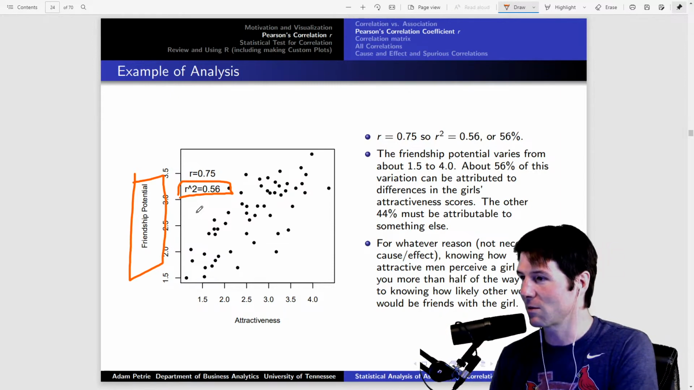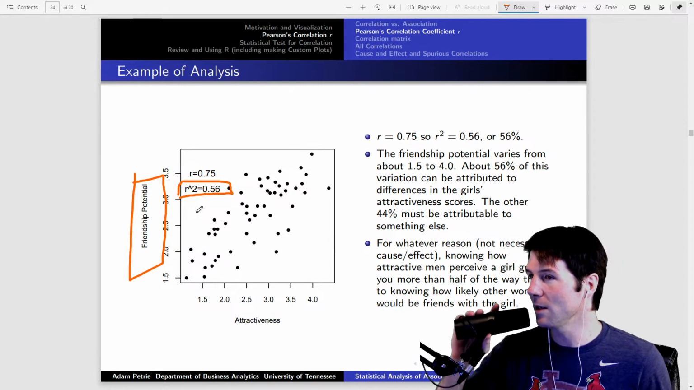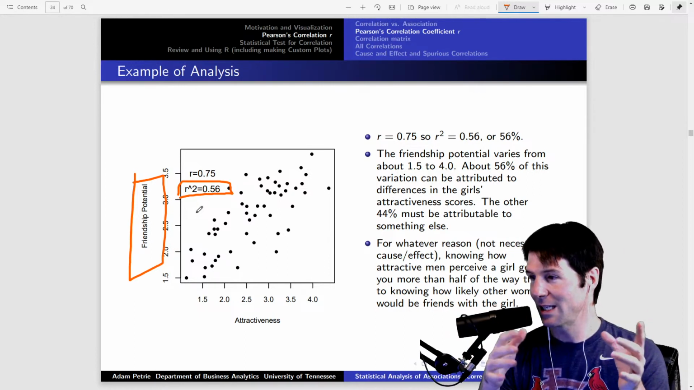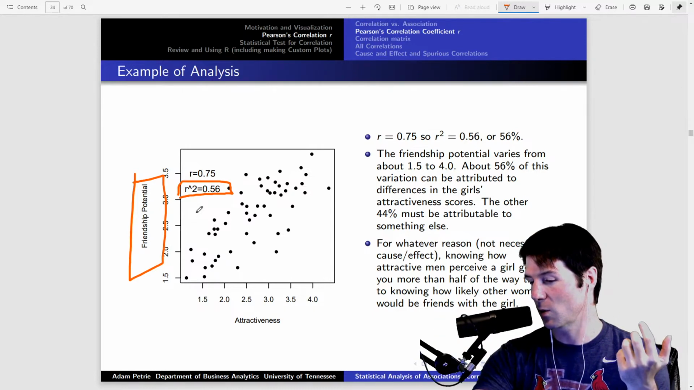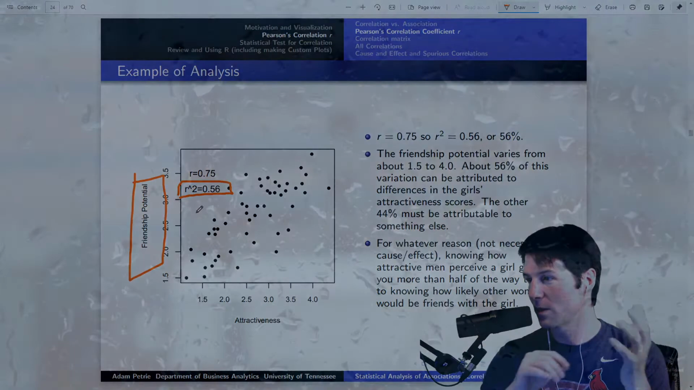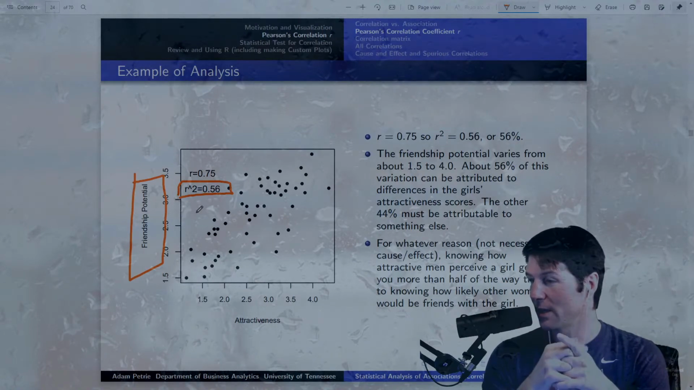Who cares how attractive someone is? This is personal opinions with Brian. Your friendship potential should be based on who you are, not how attractive you are. So this just brings me great sadness for this world right here. Just like, what's going on? But no, this is real data.